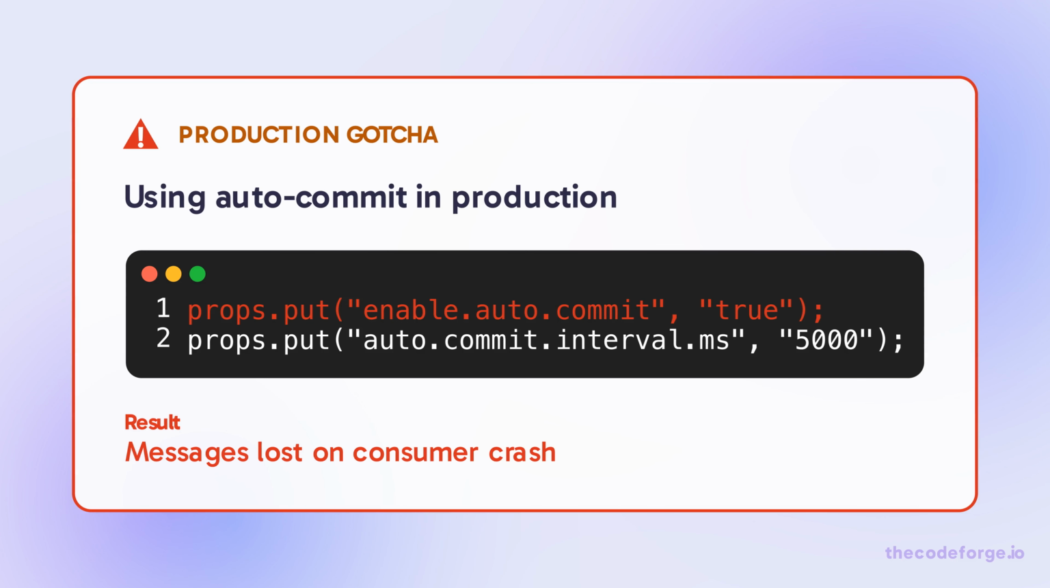If you use auto-commit, offsets are committed periodically. If a consumer crashes after processing, but before the next auto-commit, messages are lost. Always use manual commits after processing.